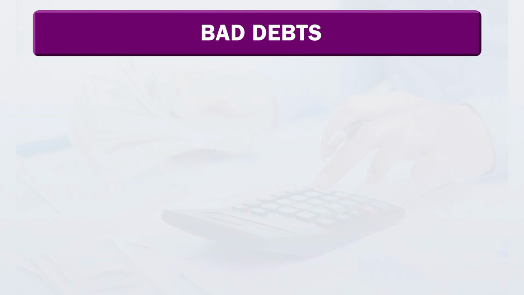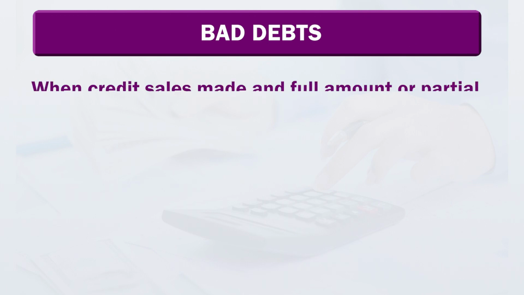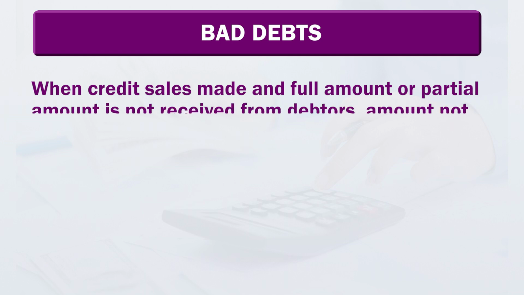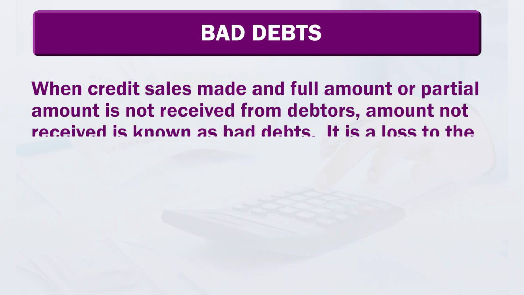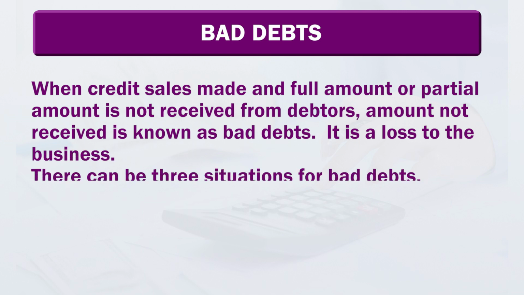Now, in the continuation of adjustments, we will see adjustment number 7, and that is about bad debts. Friends, bad debts is also one kind of loss to the organization. When credit sales is made and full amount or partial amount is not received from the debtors, the amount not received is known as bad debts. It is a loss to the business. There can be 3 situations for bad debts.